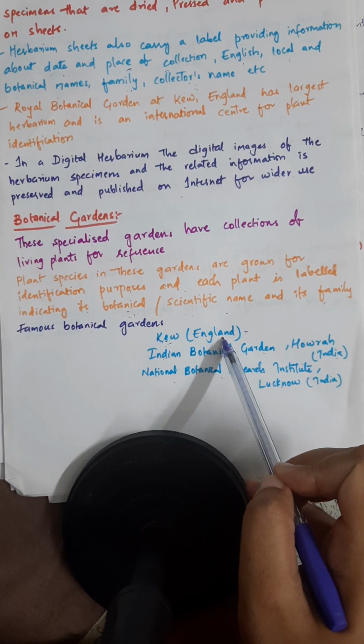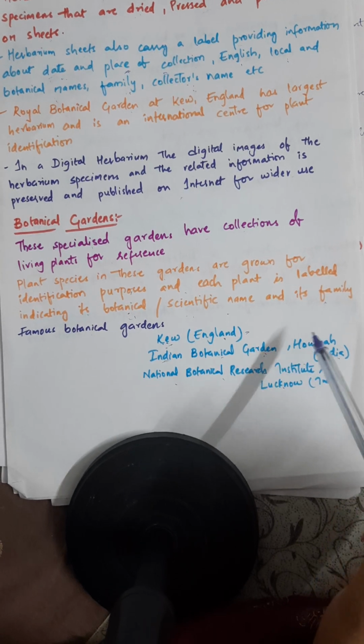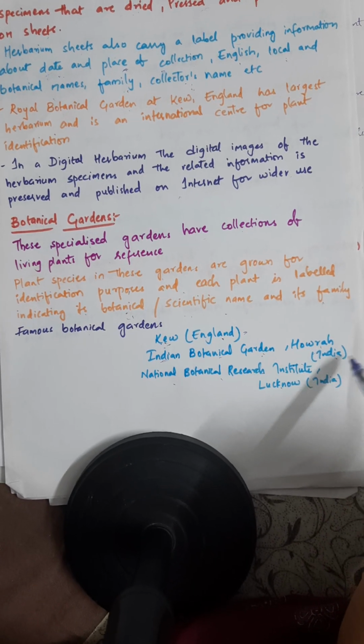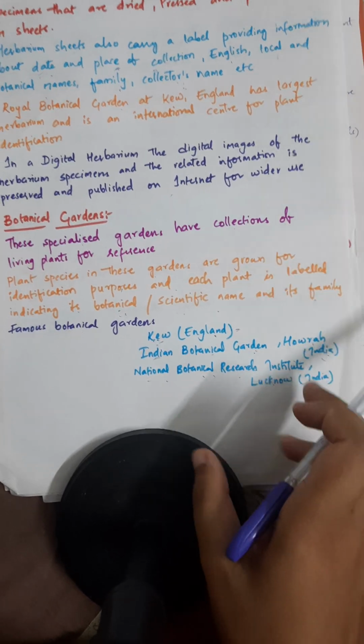There are some famous botanical gardens: Kew in England; Indian Botanical Garden, Howrah, found in Kolkata, India; and National Botanical Research Institute in Lucknow, India.